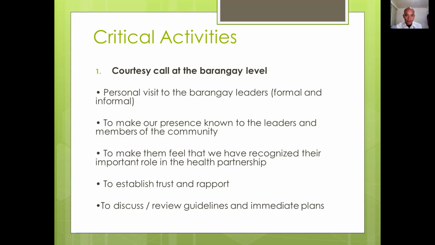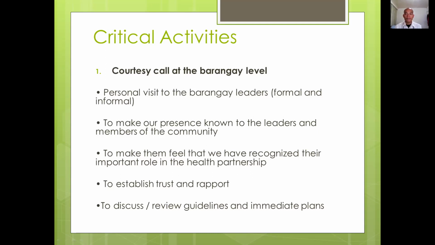Okay. So why do we do courtesy call at the barangay level? To make our presence known to the leaders and the members of the community. So hindi lang sa mga leaders, kahit yung mga workers dun sa barangay hall, yung mga bahay na nadadaanan natin, okay, let them know that we are there already. To make them feel that we have recognized their important role in the health partnership.